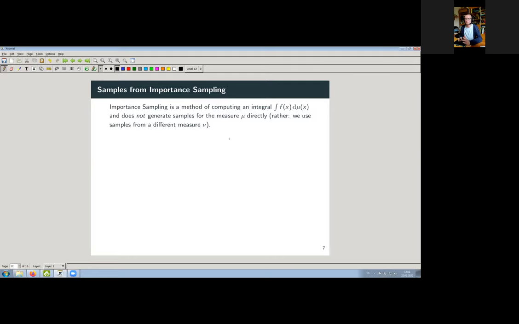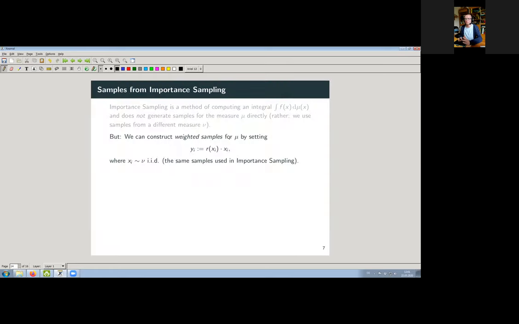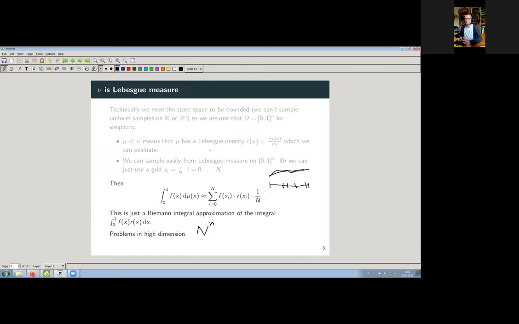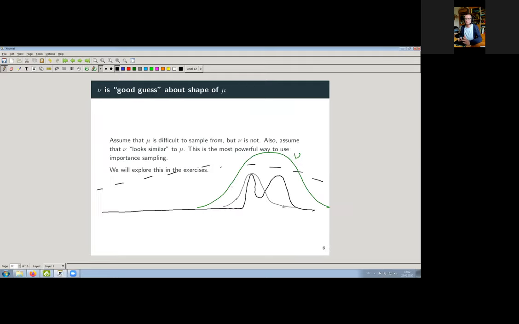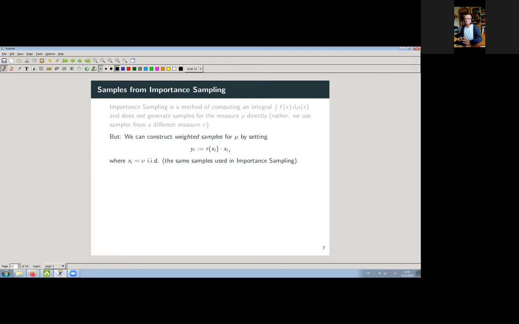Okay. Now I told you that you cannot construct samples from importance sampling, but you can almost do this. You can weight those samples by this function r of x_i. Let's go back to what r of x was. It is the ratio of densities: the measure of interest with respect to the reference measure. If we associate this weight with those samples, then those y_i samples will be weighted samples from μ.